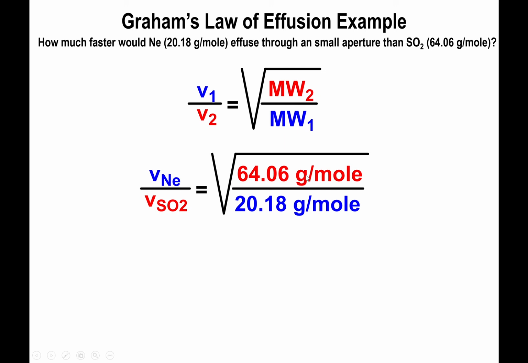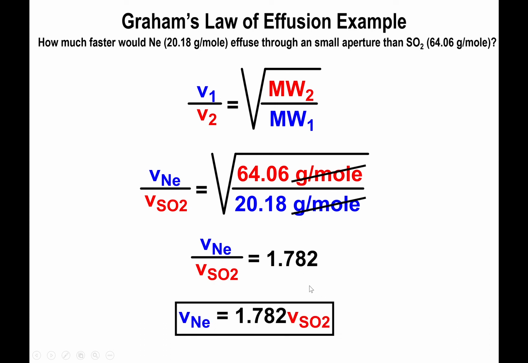And notice once more that I didn't even bother changing the molar weights to kilograms per mole because we're not using the gas constant anymore. The gas constant canceled out. So you can leave this in grams per mole for both of them. Both of those units will cancel out. You'll end up with 64.06 divided by 20.18, which upon taking the square root will tell you that the value of this ratio is 1.782. Finally, solving for the speed of neon, you basically have a setup such as 1.782 times the speed of SO2, which tells you that the speed of neon is 1.782 times faster than the speed of SO2.